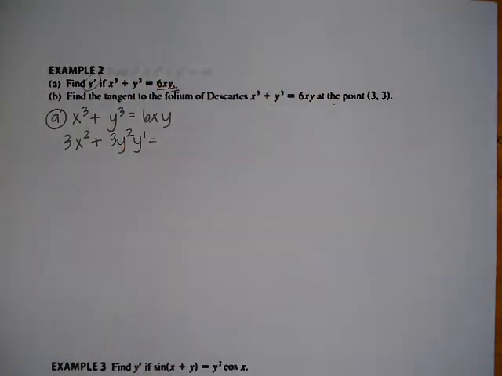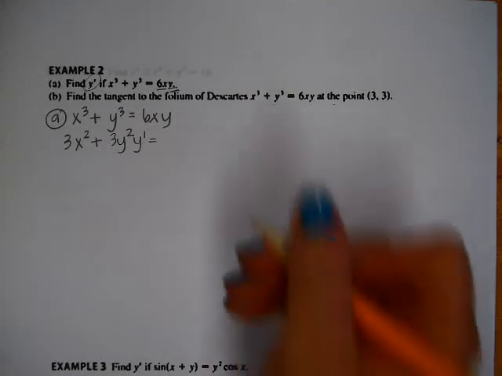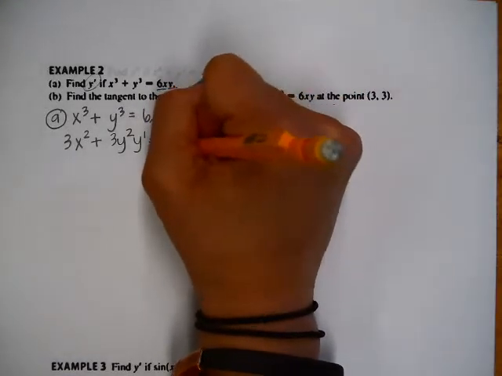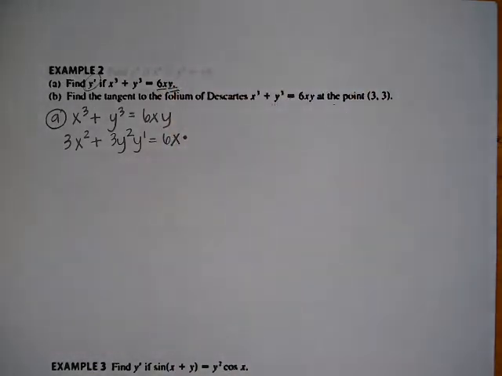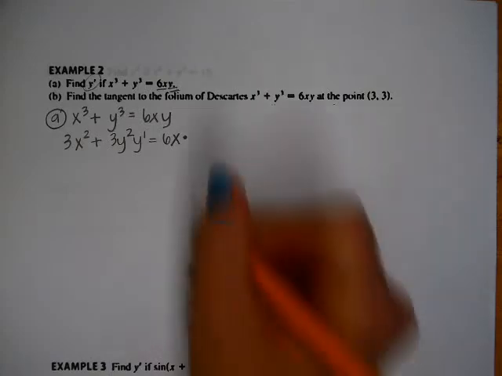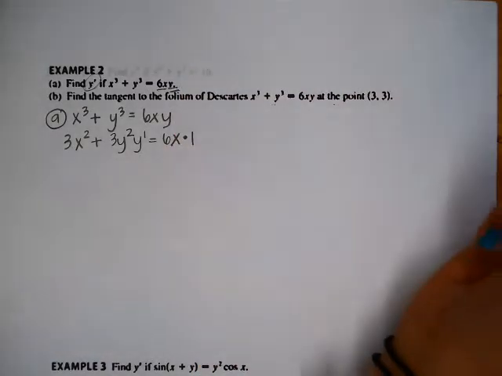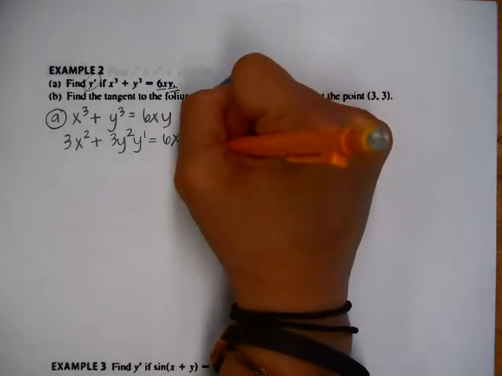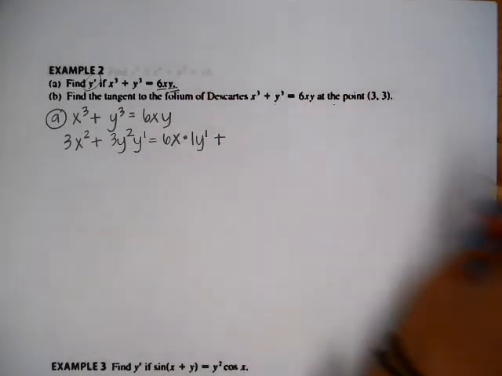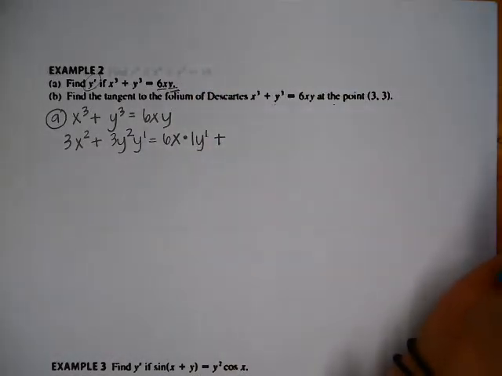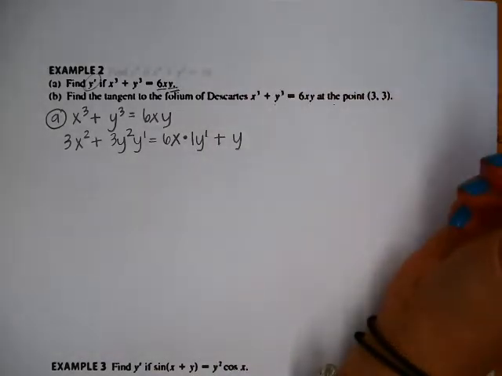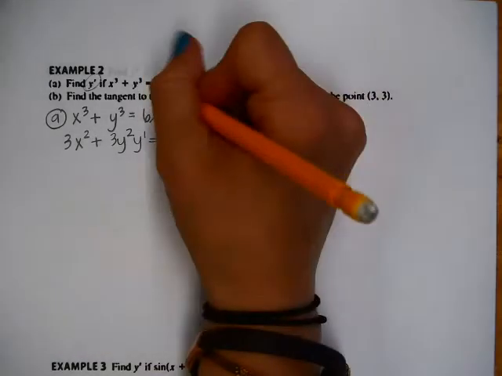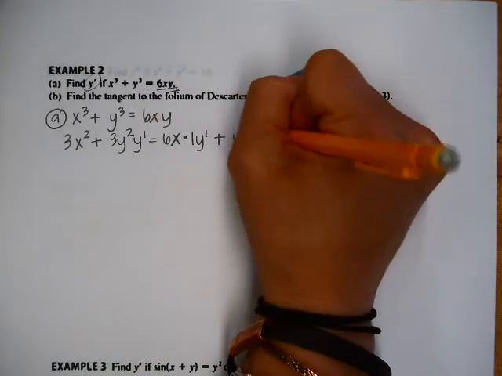Equals the derivative of 6xy, and we're going to have to do the product rule. So the first, which is 6x, times the derivative of the second, and the derivative of the second, which is y, the derivative of y is just going to be 1. But remember, when we take the derivative of a y, we have to tack on y prime. Plus the derivative of the second as is, which is y, times the derivative of the first, and the derivative of 6x is just 6.